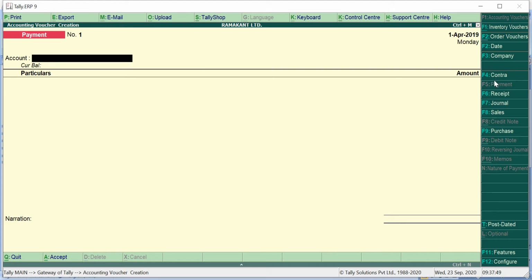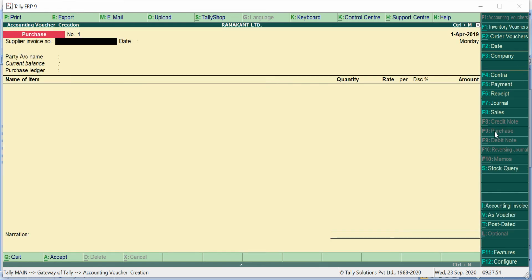Okay, you must remember that you press F9 and you will have the purchase voucher. Here it is there on the screen. This is the first transaction of purchase.